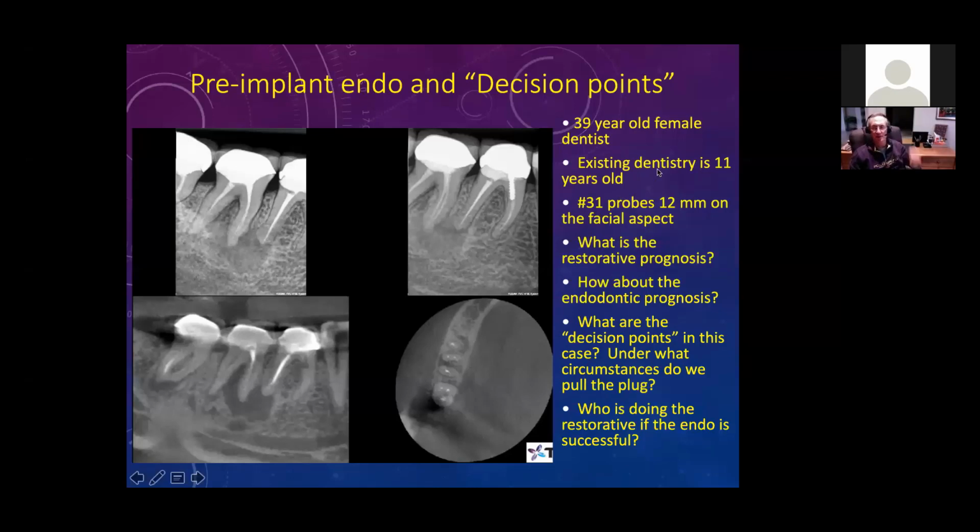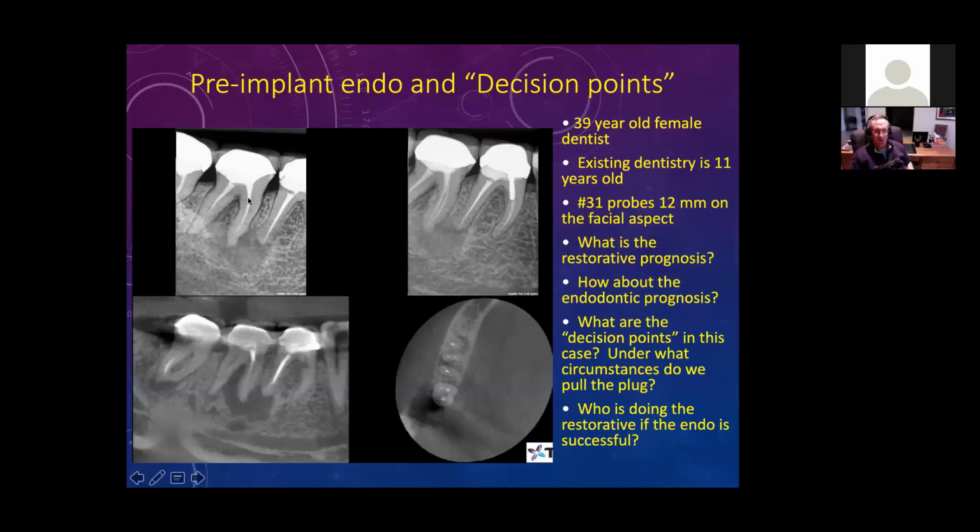Now, this lady, incidentally, was a local dentist. I'd never heard her name before. She'd never referred a patient when she showed up on my schedule. She'd had all this work done in Russia, actually. So she said, no, I'm only 39. I don't want implants in there. I'd like you to retreat these.